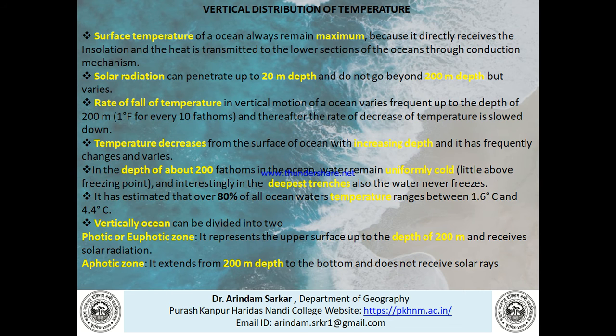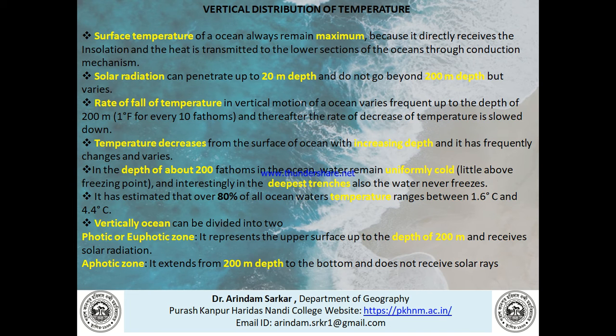Now we come to the vertical distribution of temperature. The surface temperature of the ocean always remains maximum because it directly receives the insolation, and heat is transmitted to the lower section of the ocean through the conduction mechanism. Second point: solar radiation can penetrate up to 20 meters depth and does not go beyond 200 meters depth, but it varies from place to place, ocean to ocean.